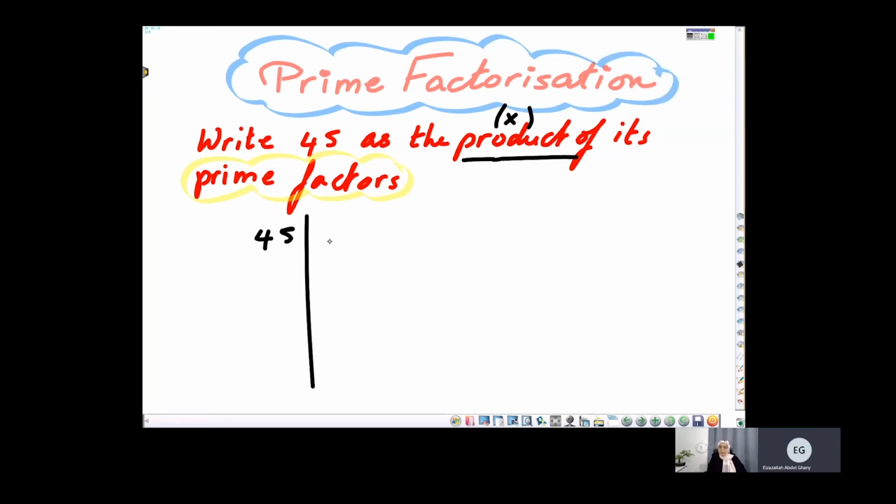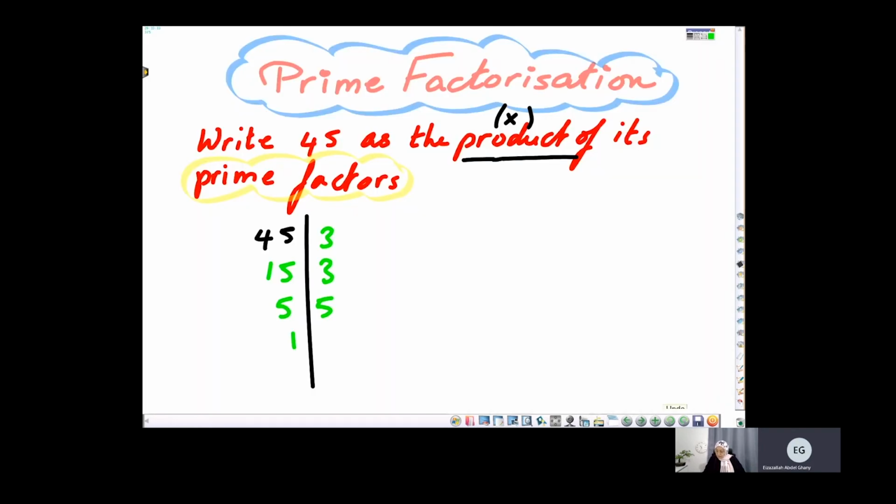So 45, let's start. Can we divide by 2? No. We divide by 3? Yes. We divide by 3, it's 15. We divide by another 3, it is 5. When we divide by another 5, it's 1. How to check our work? You simply multiply 3 by 3 by 5. When you multiply them, it's 9 by 5, it is 45.